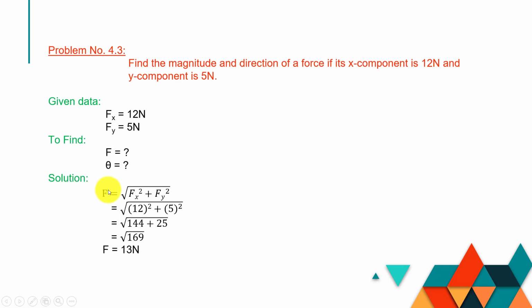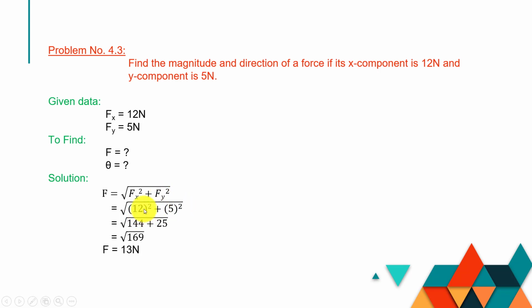Now the solution is, firstly we will find the magnitude of the force by putting this formula, which is F is equal to the square root of Fx square plus Fy square. As we have the values of both these components, so we will put these values in this formula and we get F, which is equal to 12 square, 12 is the value of Fx, plus 5 square, whereas 5 is the value of Fy.